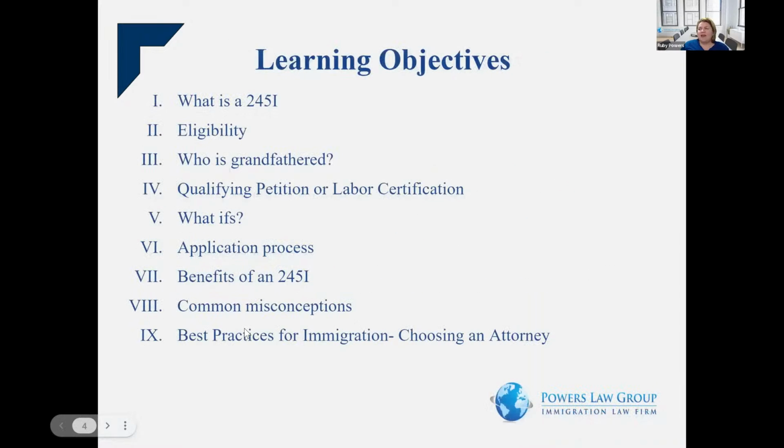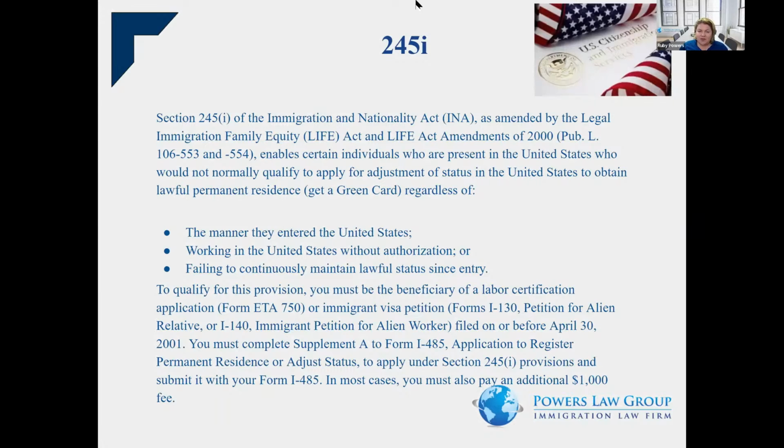So there's this one thing that might sound obscure. You're like, why are you telling me all these numbers and letters? Well, that's how immigration works over here in the legal immigration space. It's a provision in the Immigration and Nationality Act, the INA. Here's an old version, but it's under 245I. I'm going to talk about the eligibility, who's grandfathered under it, what a qualifying petition or labor certification is, and the other general things to consider when you're looking at this.